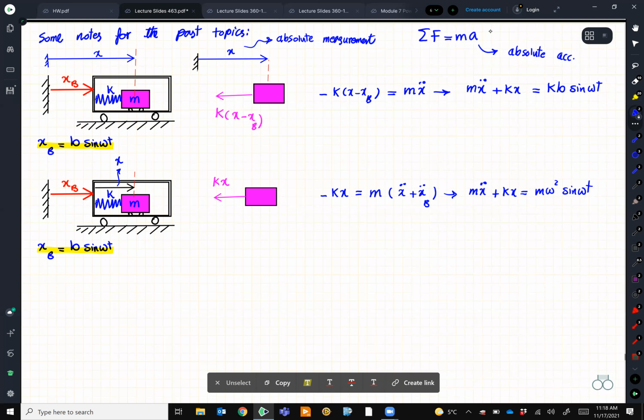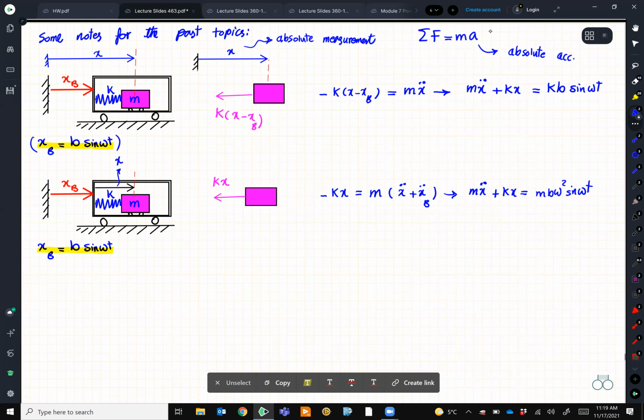Oh, we have a b as well, right? m b omega squared. Remember, xb we assume is b sine omega t. I did the derivative twice, so it's going to be minus, go to the other side, becomes positive, m b omega squared sine omega t. So that's correct, right?